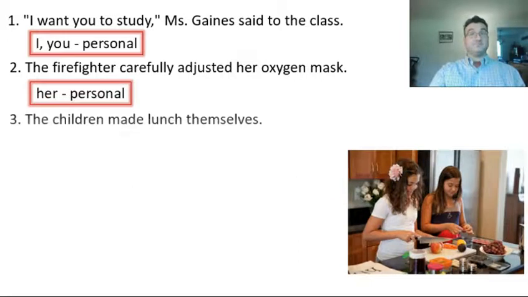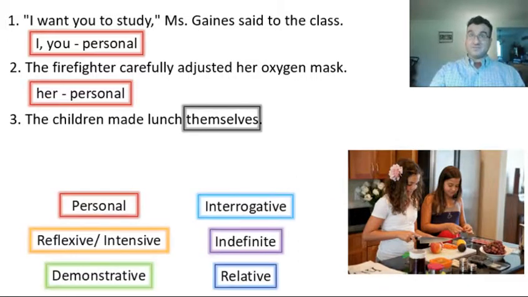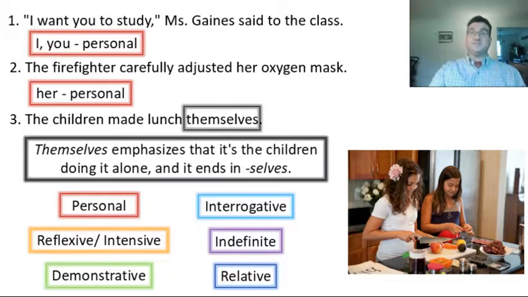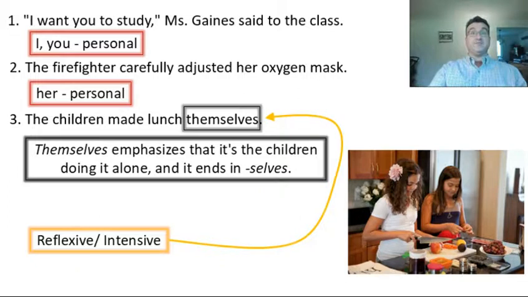So number 3, the children made lunch themselves. Here's our choices. If you look at it, by now you should be able to find that themselves is the pronoun in that sentence. Themselves emphasizes that it's the children doing it alone, and it ends in selves. Do you know which kind of pronoun that is? If you've studied and seen your pronouns, you should know it's either reflexive or intensive.